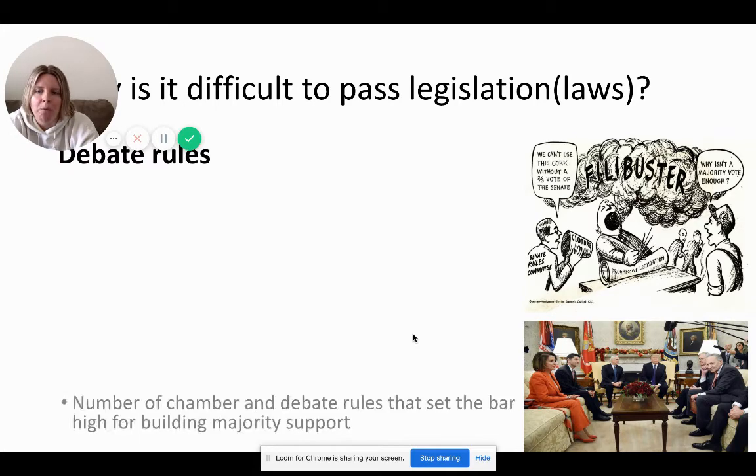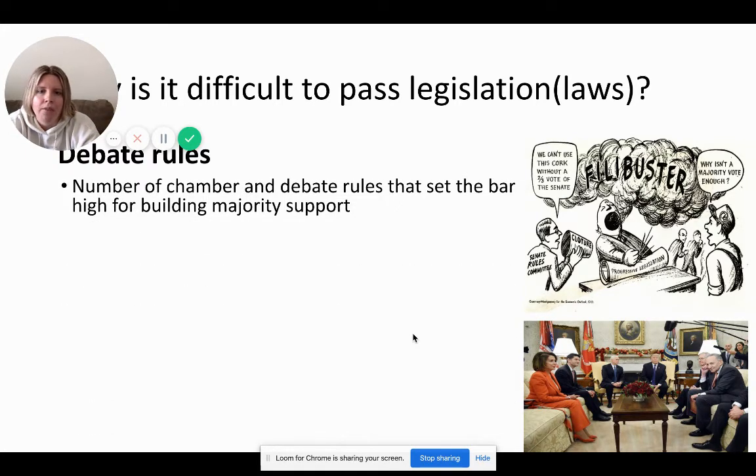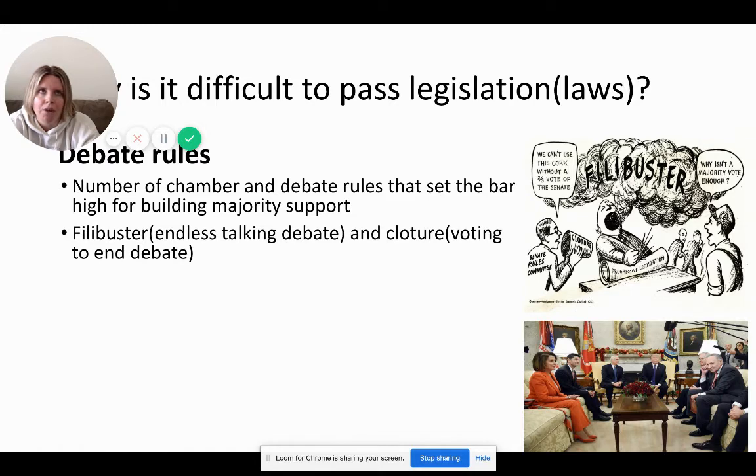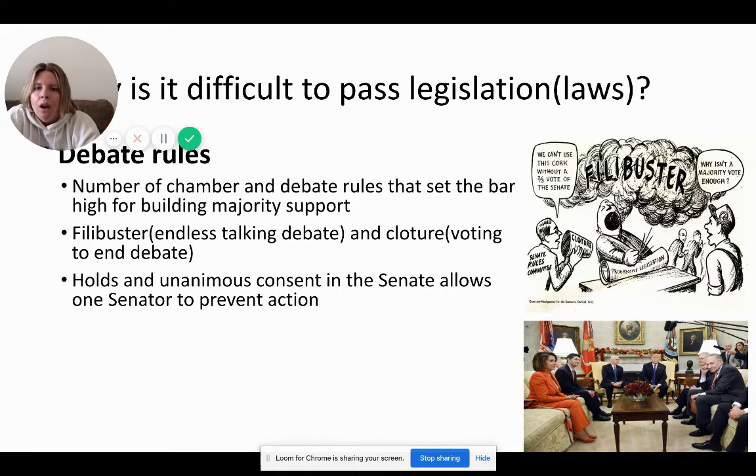Okay, why is it difficult to pass legislation and laws? There's all these debate rules, and so it's very difficult to pass laws because of all the restrictions. And if the Speaker doesn't want your bill to pass, it's not going to pass basically because they control this House Rules Committee that allows them to just basically make it really difficult and a struggle for your bill to even reach the floor.